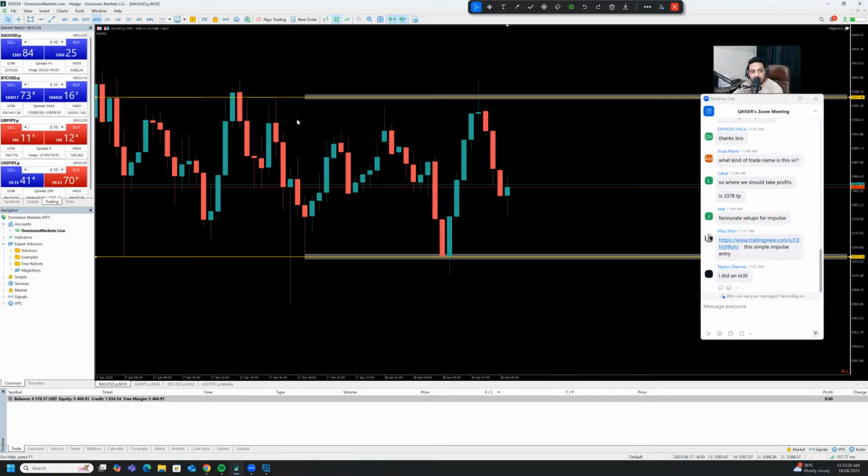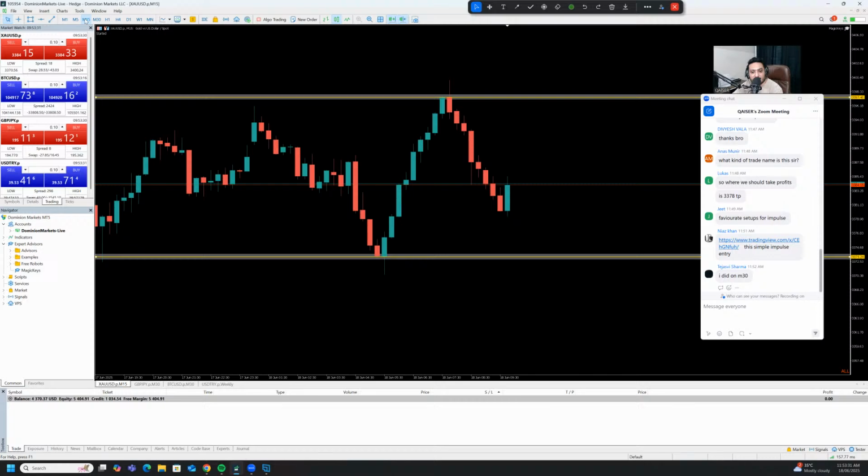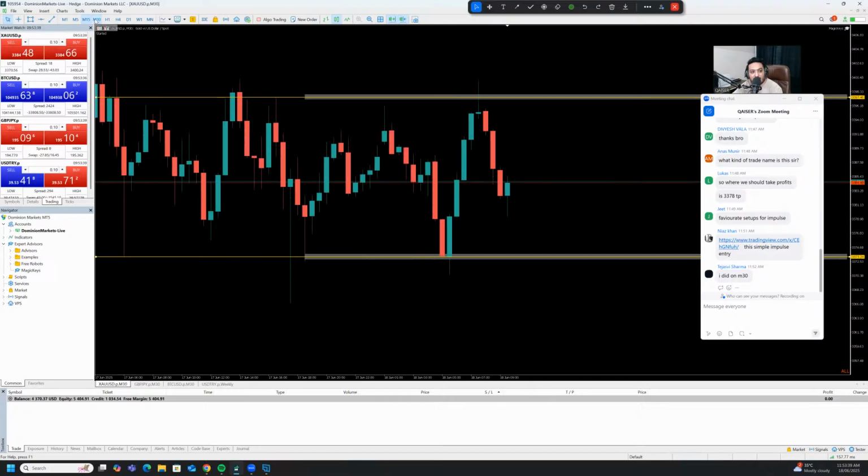I'm not going in as an impulse entry. I need the candle to give me some kind of strong confirmation. For that, I'm not going to use the 15-minute time frame. I will wait for the 30-minute candle to close in my favor. There are 7 minutes left for the candle to close, and also 7 minutes left for the opening of London as well.